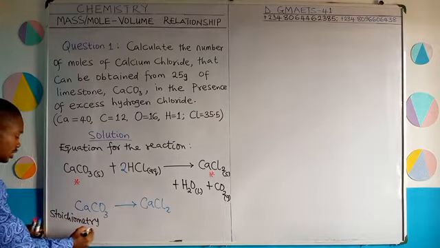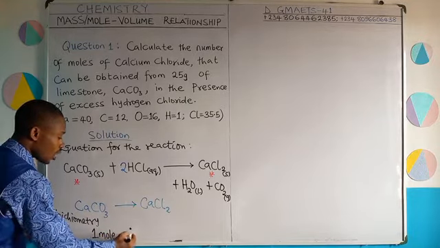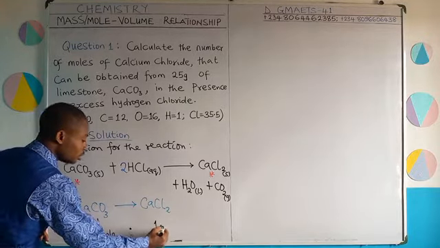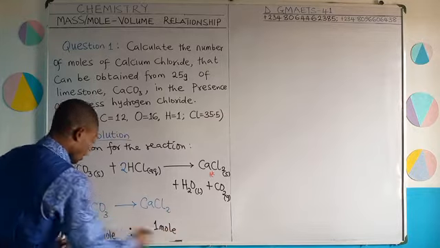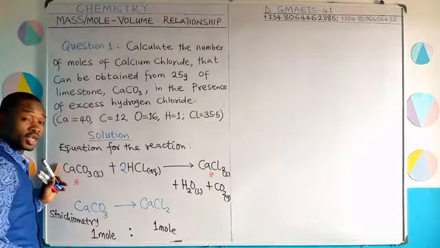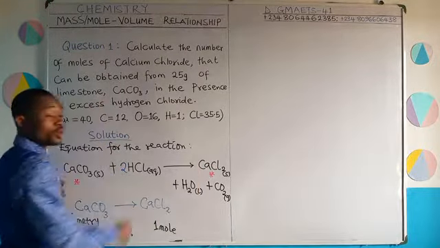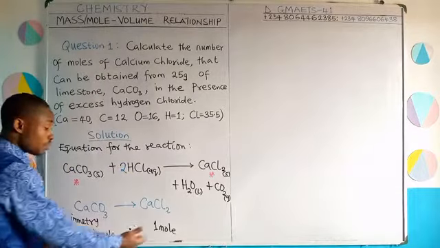The stoichiometry is simply 1 mole ratio 1. 1 mole ratio 1 mole. What do I mean by that? If you look at the reaction equation, you notice that 1 mole of limestone, calcium carbonate, is what produced 1 mole of calcium chloride. That's the meaning of the 1 mole is to 1.